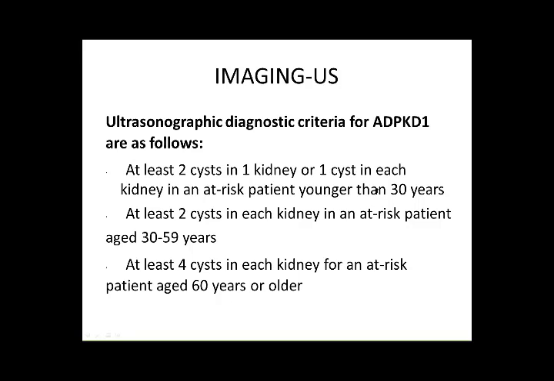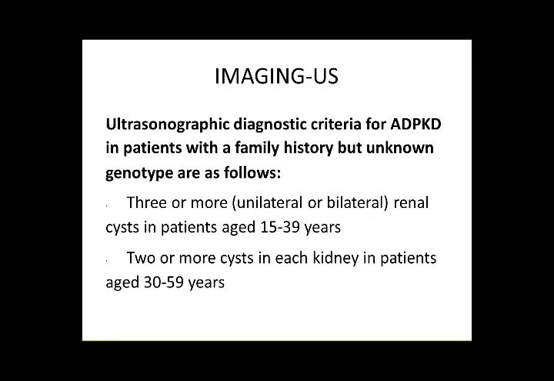If the patient is 30 to 59 years of age, then two cysts are mandatory in both kidneys for diagnosis of polycystic kidney disease. Or if the patient is more than 60 years of age, four cysts in both kidneys are present, then we say the patient is suffering from polycystic kidney disease. So this is an explanation of this criteria, and the further complicated criteria we will discuss in the third year, fourth year or final year MBBS.